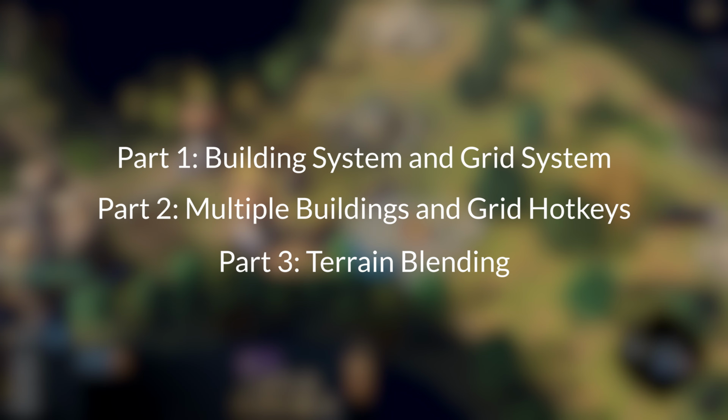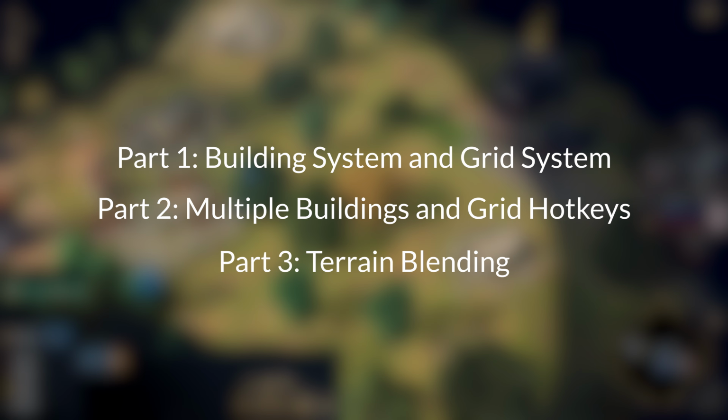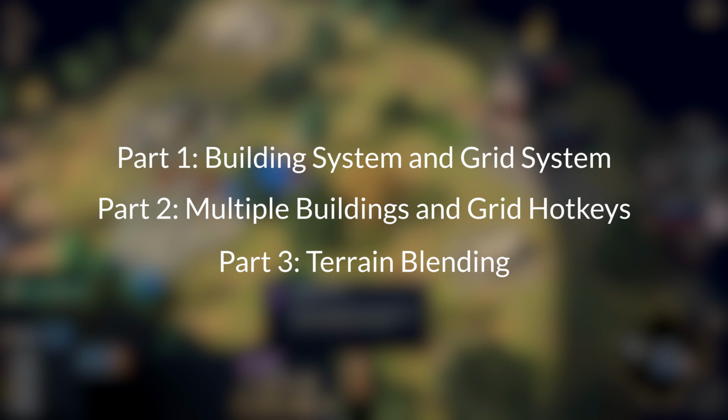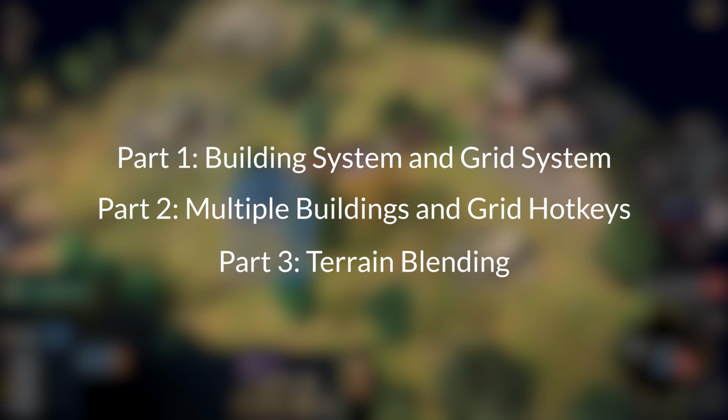In the first part, which is this video, we'll be implementing a building system and a grid system. In the second part, we'll add support for multiple buildings and grid hotkeys like Age of Empires 2. In the third part, we'll add support for blending terrain. Since it requires terrain, we'll add it after world generation.